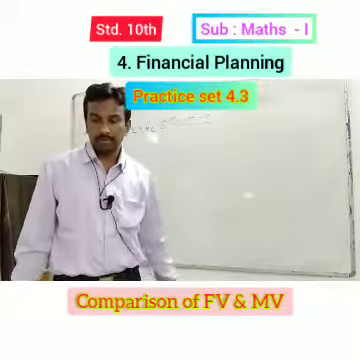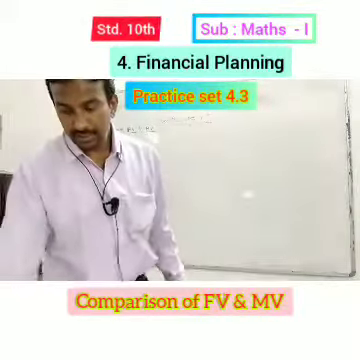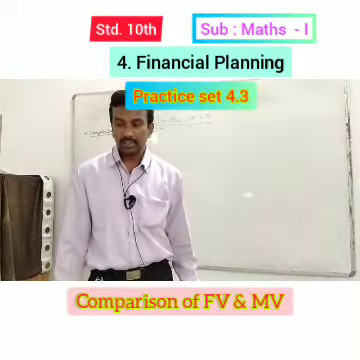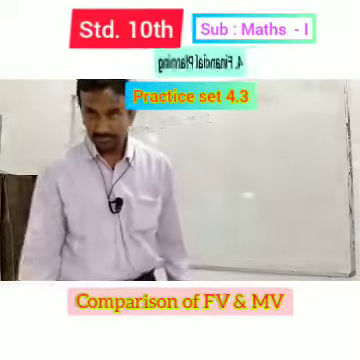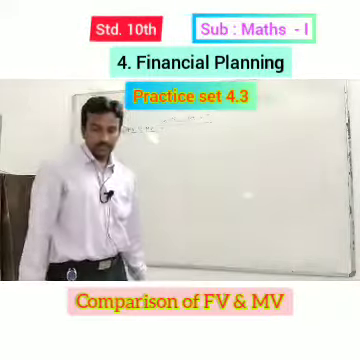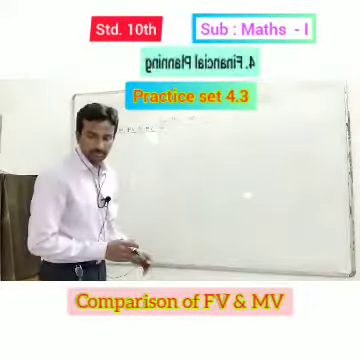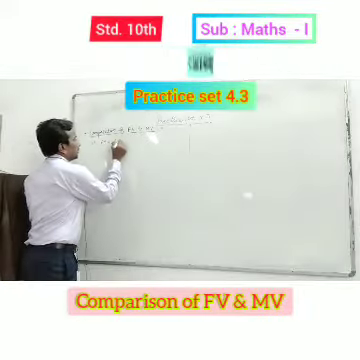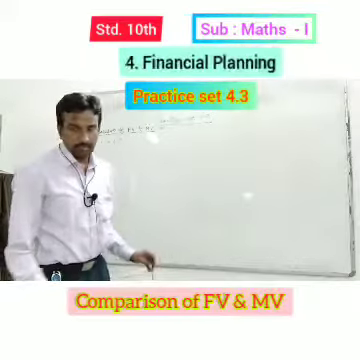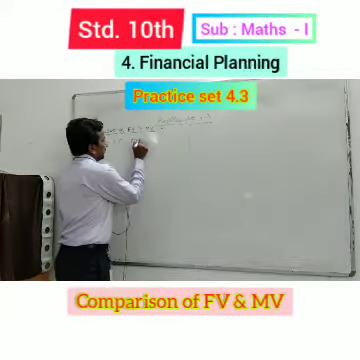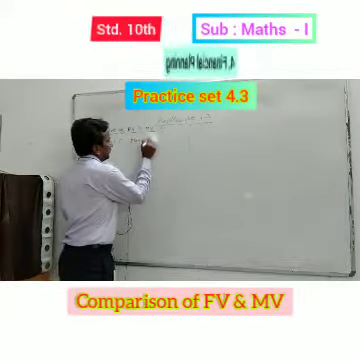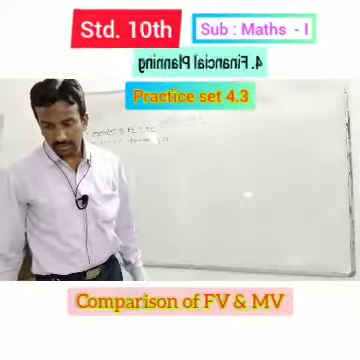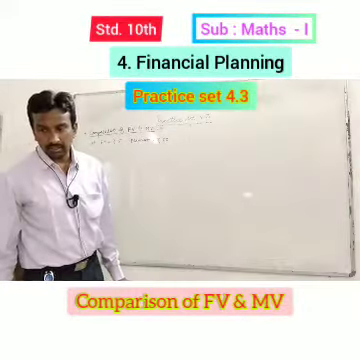Now we will see example number 4. Srimati Deshpande purchased shares of face value rupees 5 at a premium of rupees 20. How many shares will she get for rupees 20,000? Face value of a share is rupees 5. Premium is rupees 20. And how many shares will she get for rupees 20,000?